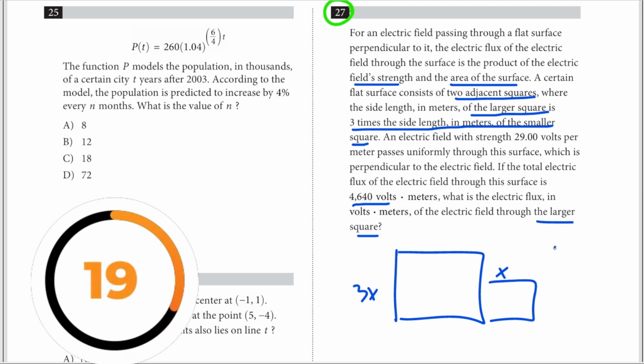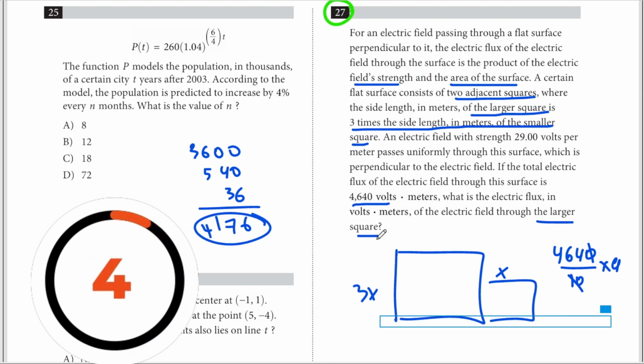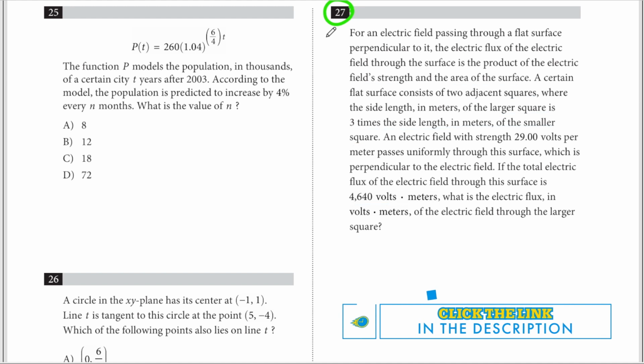So what we do is 4640 over 10 multiplied by 9, cancel this out, and you have 3600, 540, and 36, which is 4176, and the answer is 4176. How was I able to do this problem so fast?